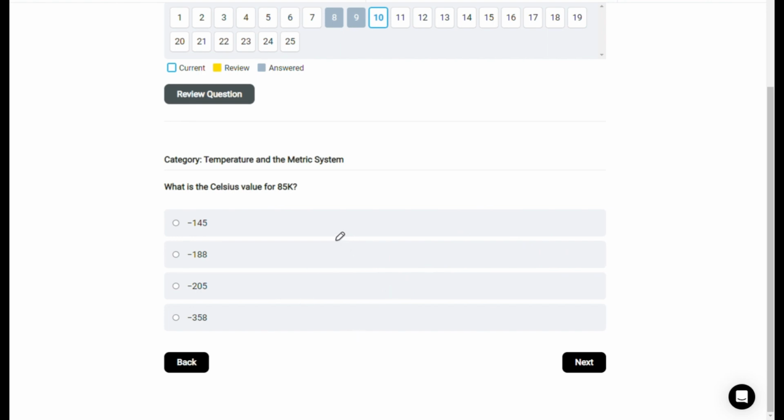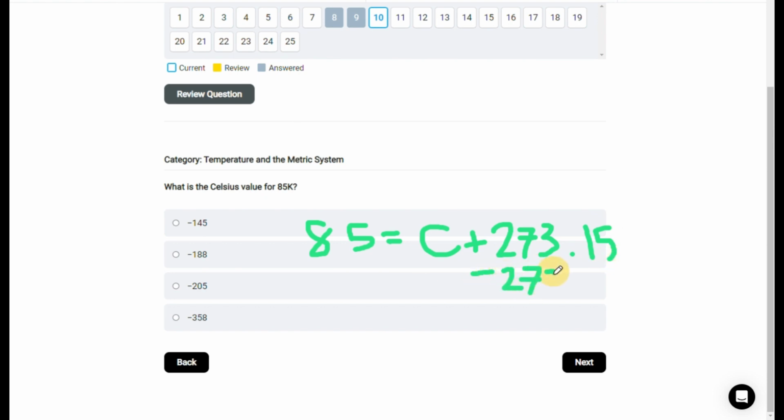In this example, we're given Kelvin. So 85 Kelvin would be equal to Celsius plus 273.15. If we isolate and subtract 273.15 from both sides, so we get Celsius alone, we would get that Celsius is equal to negative 188, rounded up.